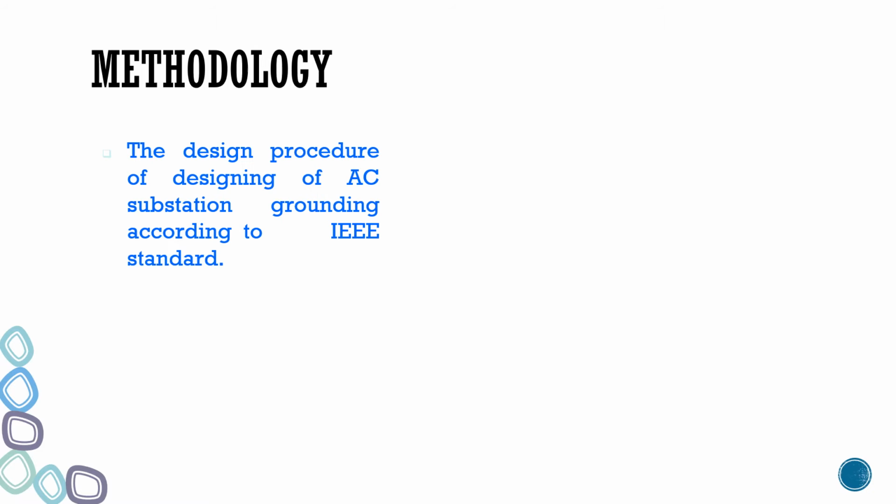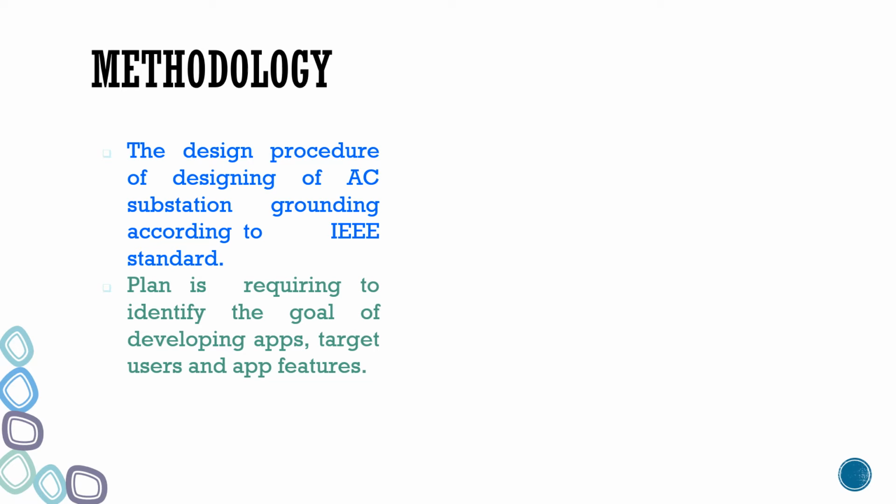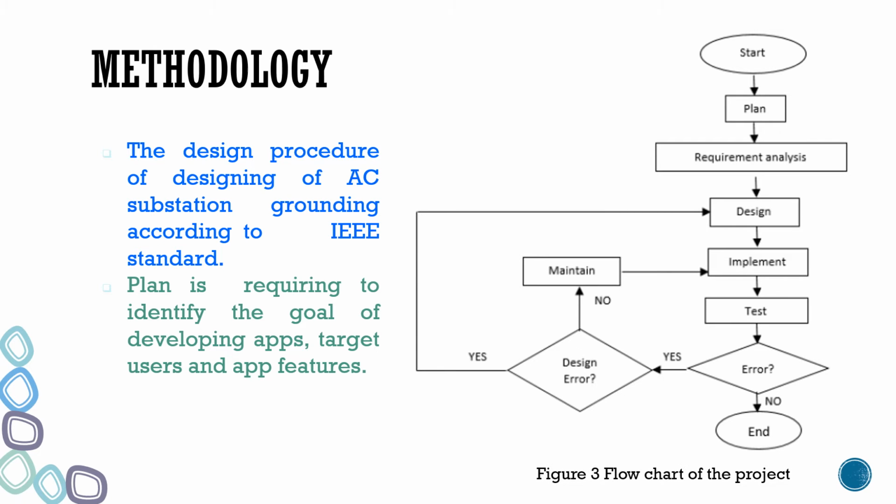Methodology. The design procedure of designing of AC substation grounding according to IEEE standard. Plan is required to identify the goal of developing apps, target users and app features. Figure 3 shows the flow chart of the project.